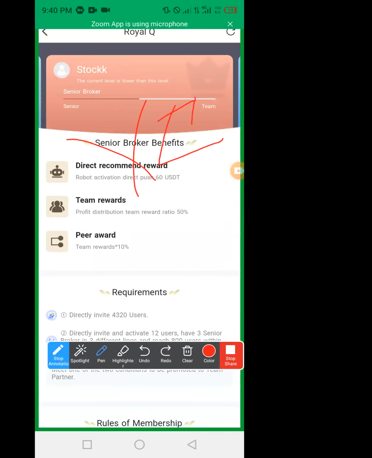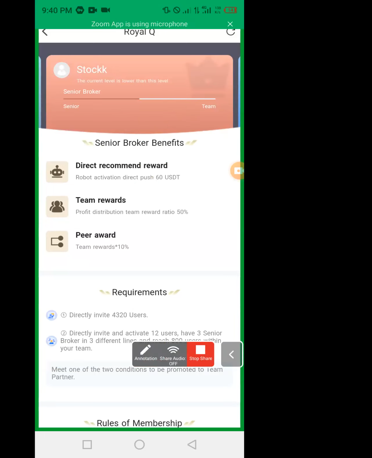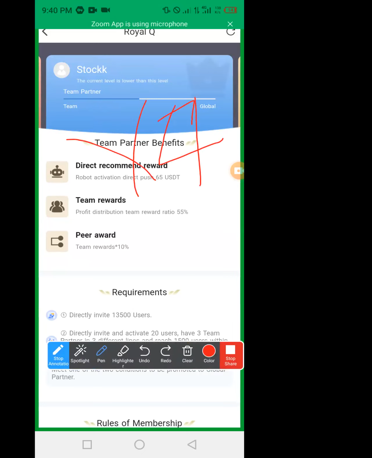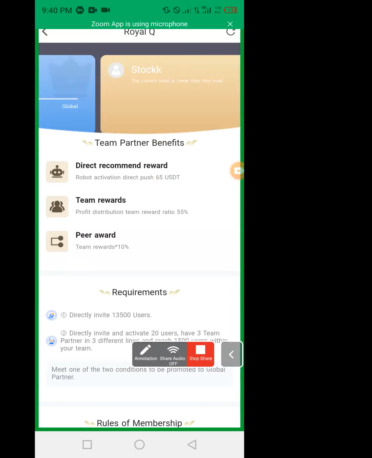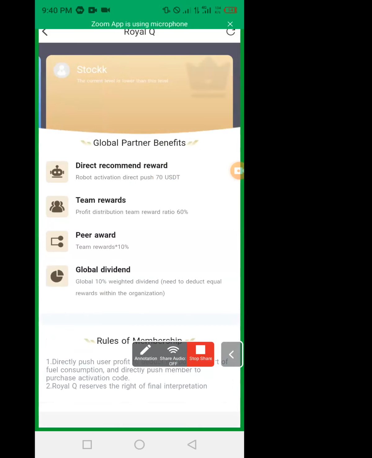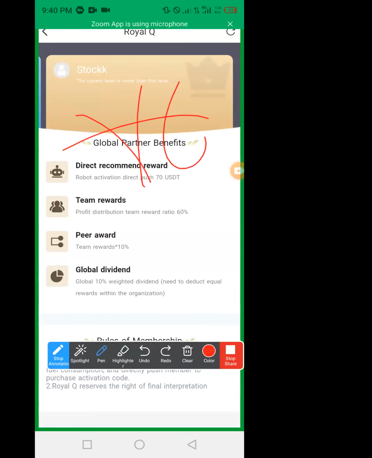That is a V4. And then we can continue. The next one is a global partner. Global partner is the V5. No, it is the team partner. Team partner is the V5, as well as the V6. A V6 is a global partner.